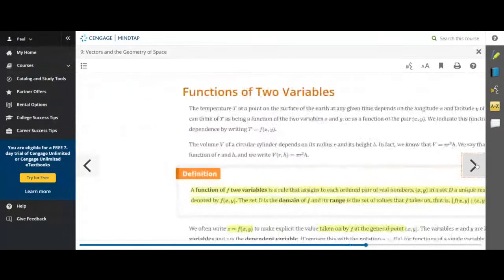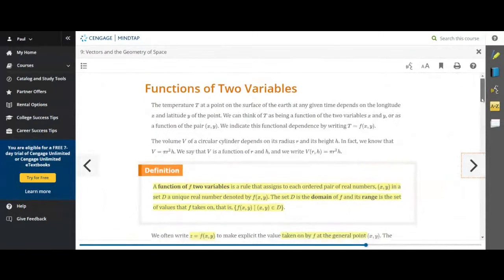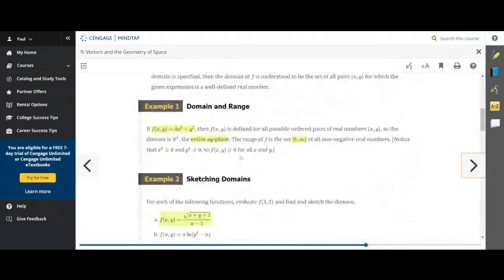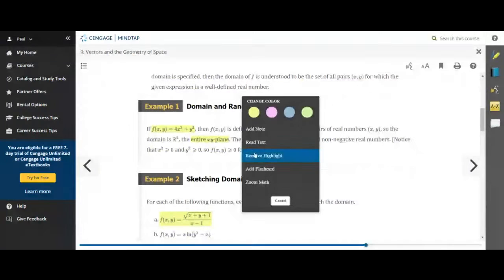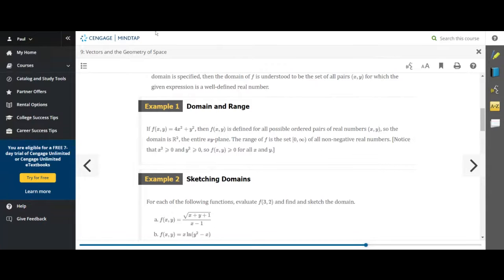Okay, so I want to go right to an example here. All right, and I guess I had some things highlighted. There we go. Okay, hold on. Okay, so domain and range. Domain and range.